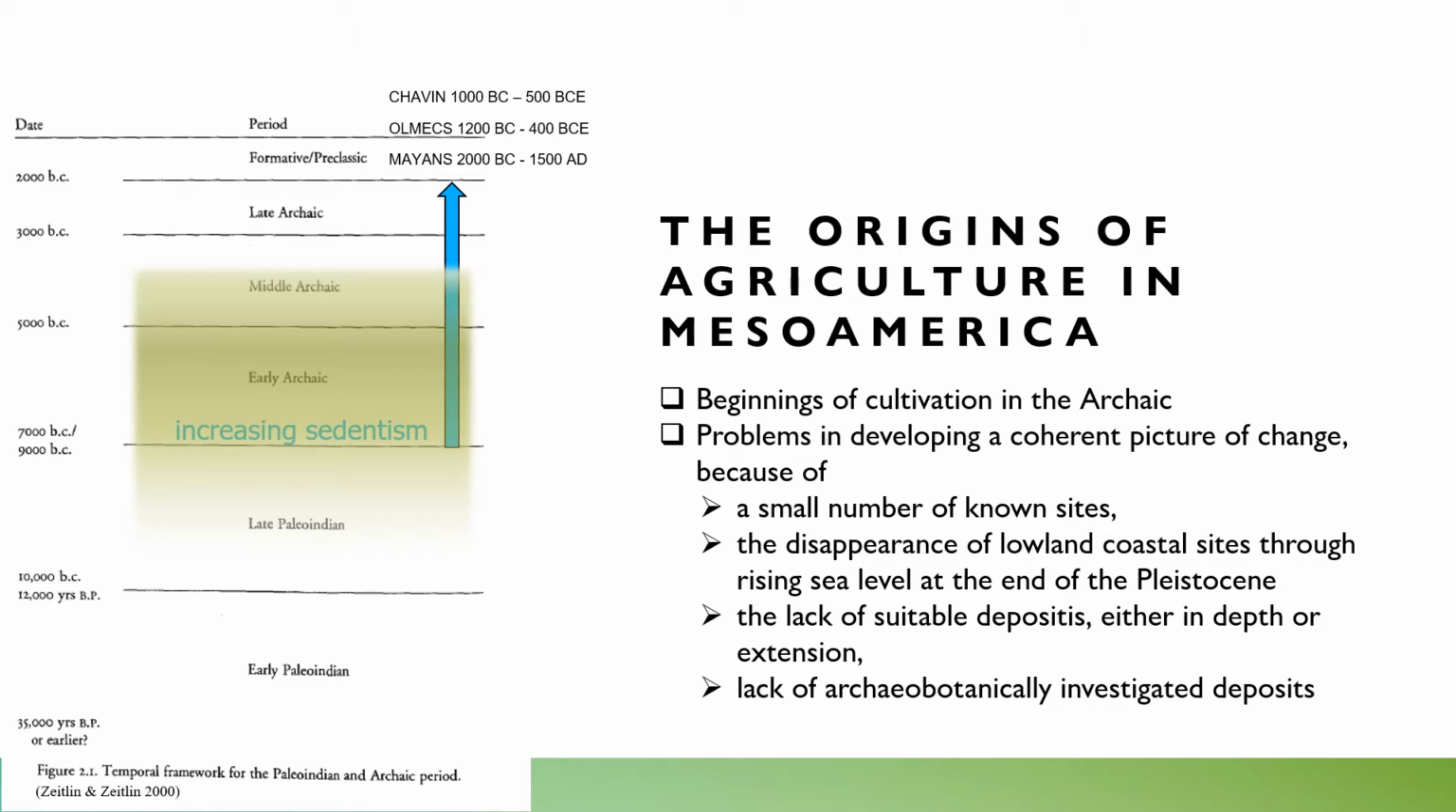The problems hindering the development of a coherent picture of change can be summarized to lay in the small number of known sites, the disappearance of lowland coastal sites through the rising sea level at the end of the Pleistocene, the lack of suitable deposits either in depth or extension, and the lack of archaeobotanically investigated deposits.